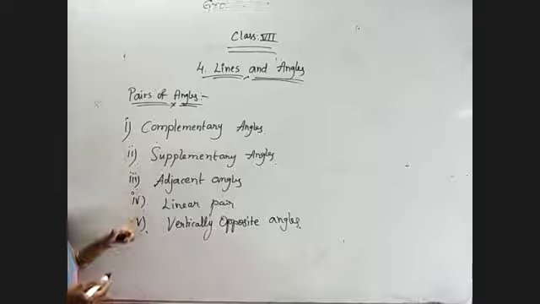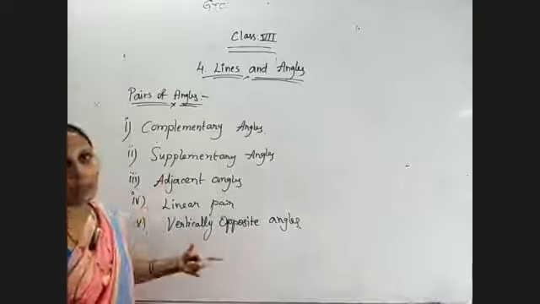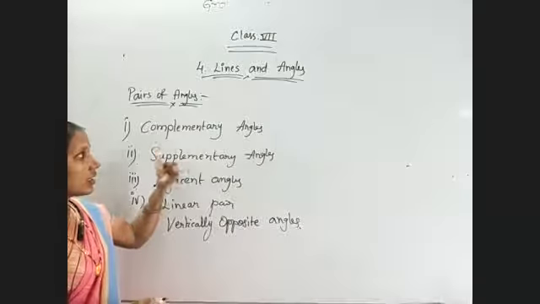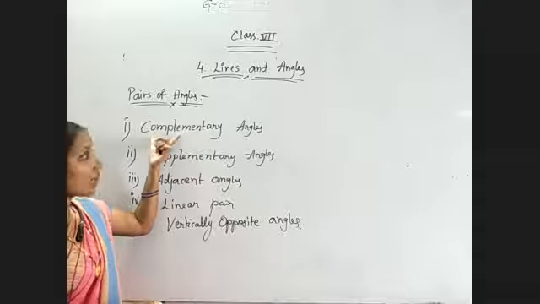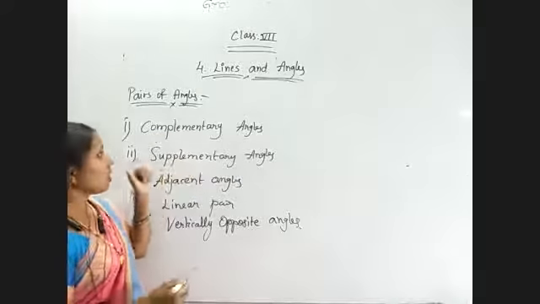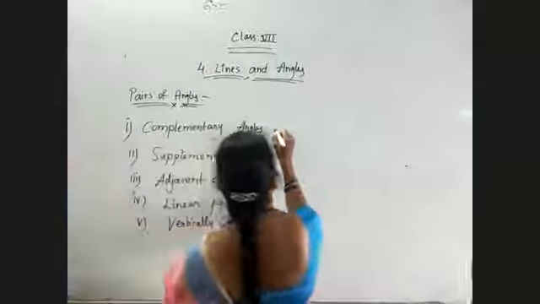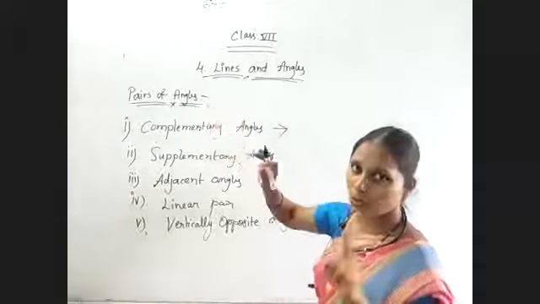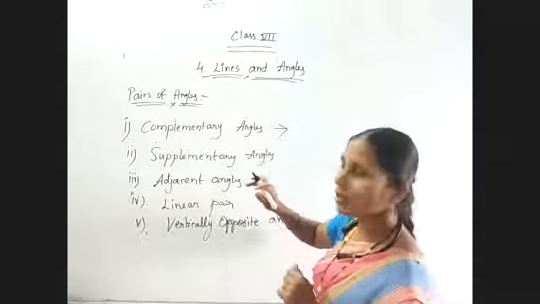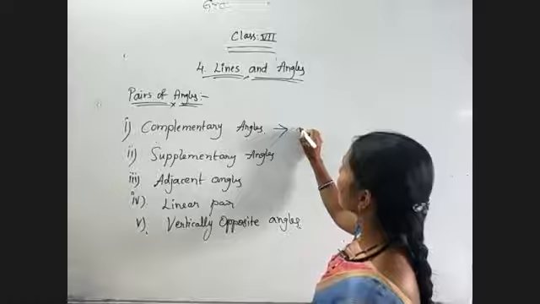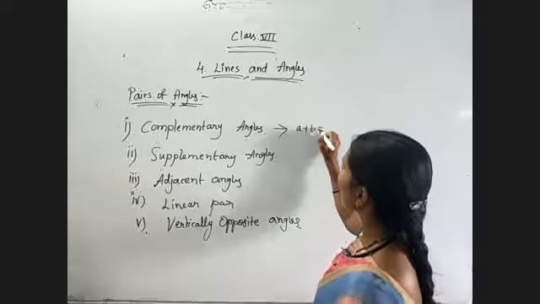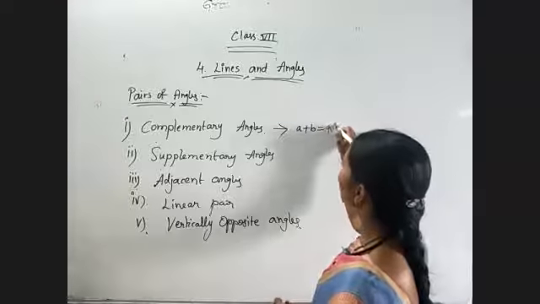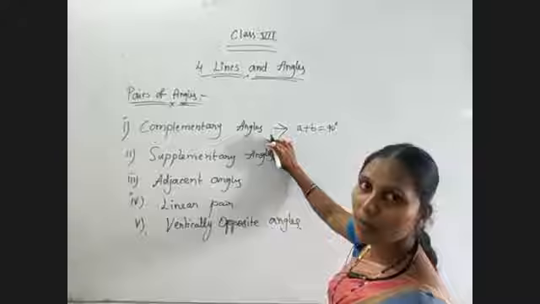Now coming to the angles, this is just an overall view I am giving. After that, for each topic we have one exercise. Now coming to complementary angles. I am telling you about a pair of angles. A pair means how many angles? Two angles. One pair equals two. So if the sum of two angles is equal to 90 degrees, then they are said to be complementary angles.